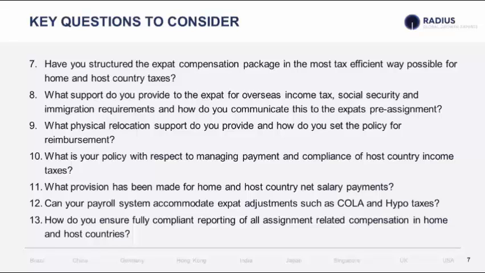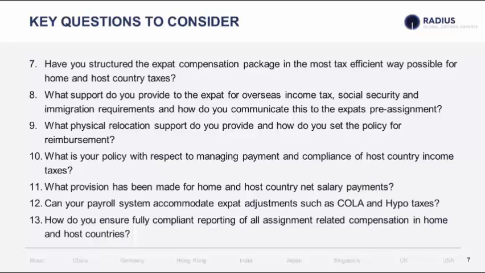Point number 12, can your payroll system accommodate expat adjustments such as COLA and hypo taxes? Some providers' payroll systems are not capable of accommodating extra allowances, benefits, hypo taxes, and other typical items of an assignment program, and you need to be thinking of how you're going to be dealing with that.